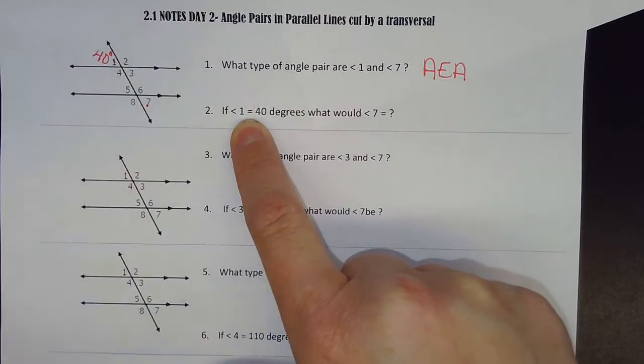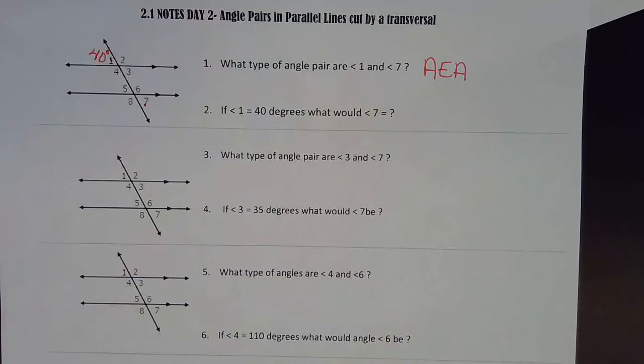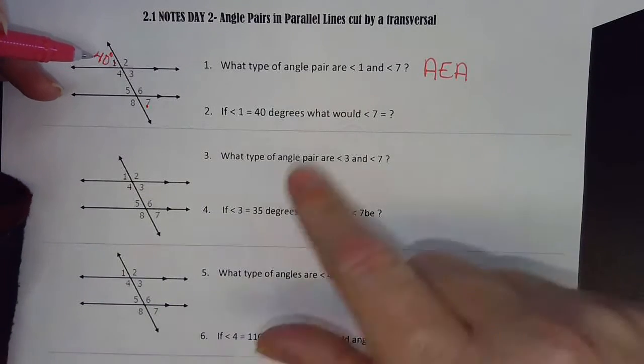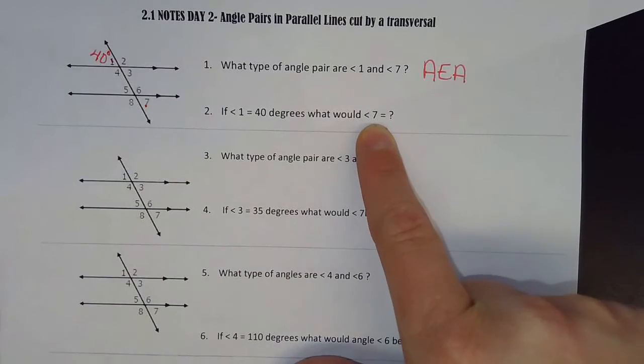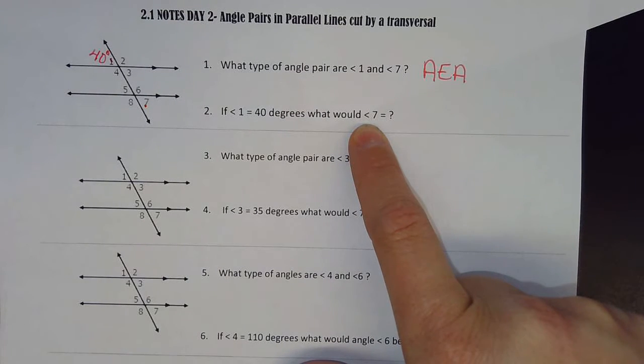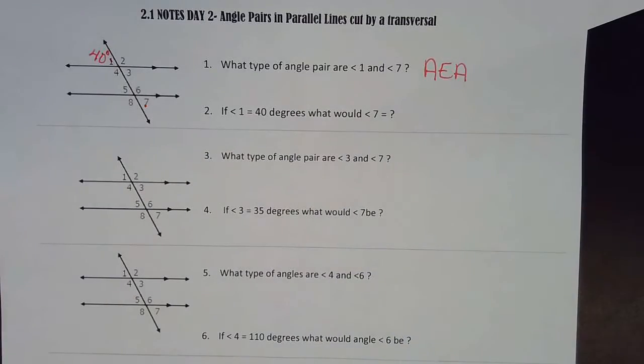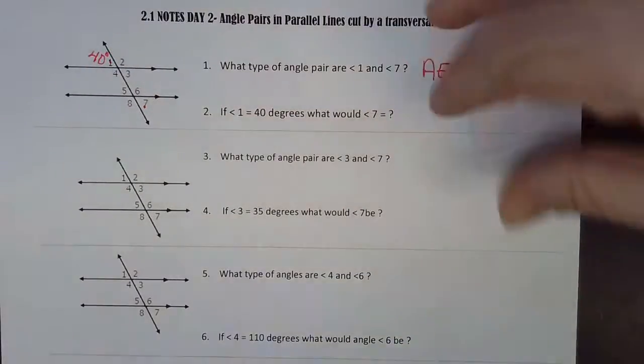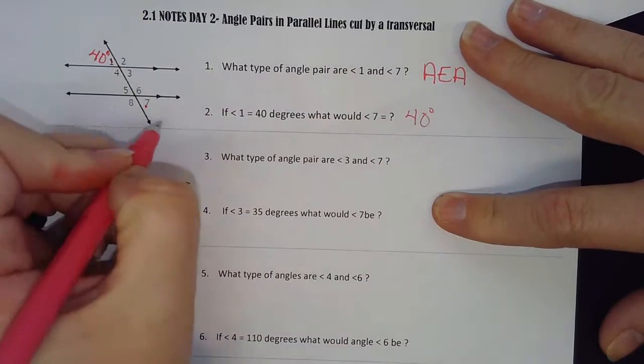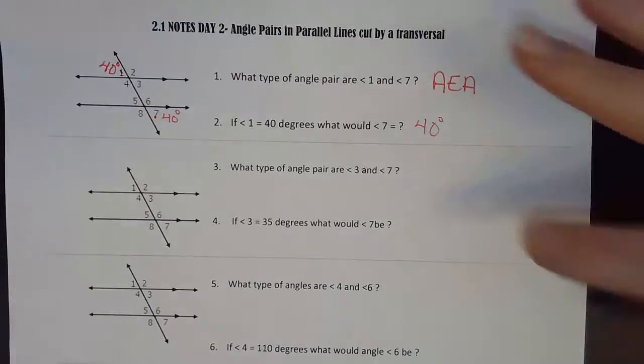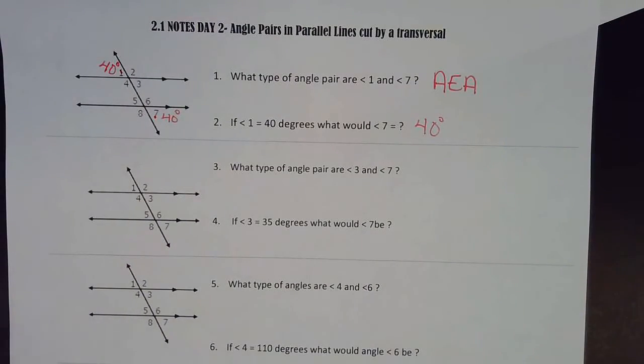And I am a labeler, so I will label all the time on my pictures. I would highly recommend you do that as well. If angle 1 is 40, they want you to find angle 7. So are alternate exteriors equal to each other or are they supplementary? Which one was it? Because that's the only way you're going to be able to find angle 7. They're equal. So if angle 1 is 40, angle 7 is 40. It's going to be one of the hard things you do today, finding angle measures.